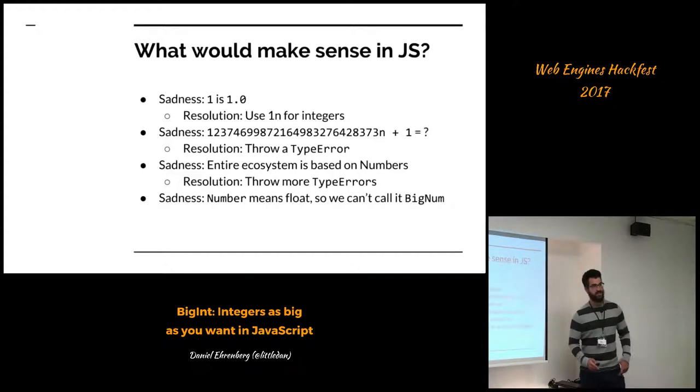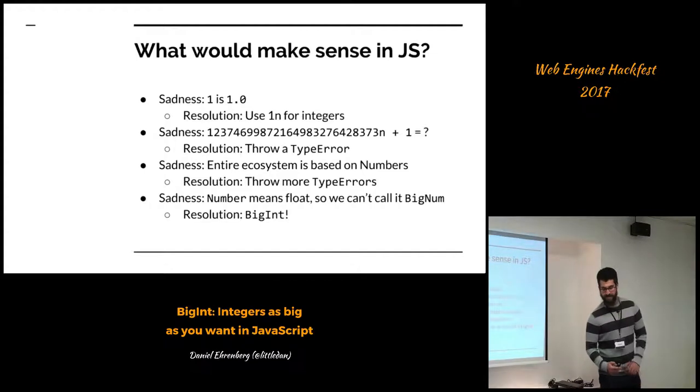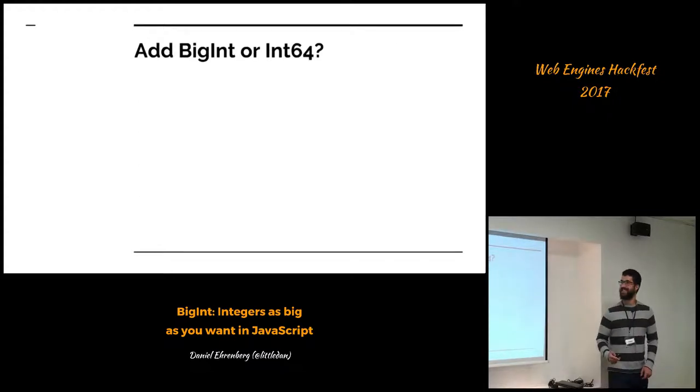Another sad thing. Normally, you would call a type like this a big num, but we can't use that either, because number means double. So we're calling it a BigInt. All these things were the results of lots of debate, and I'll get into the debating strategy a little bit later.